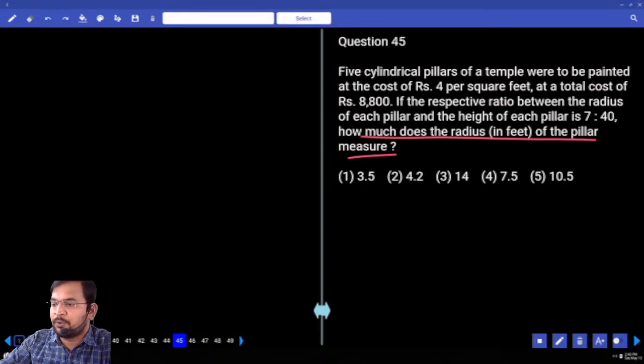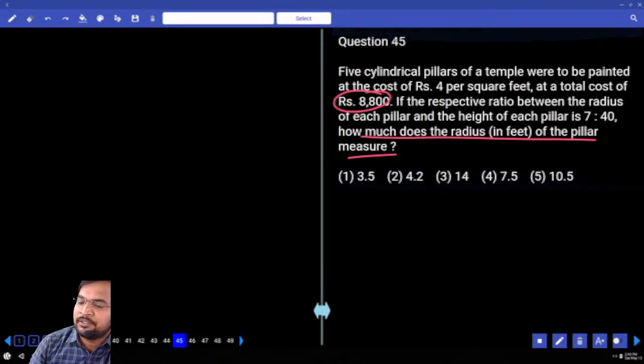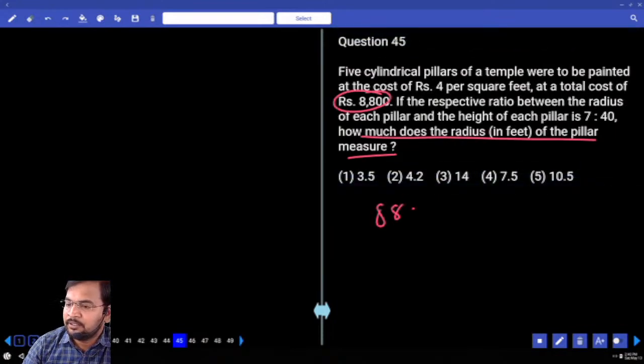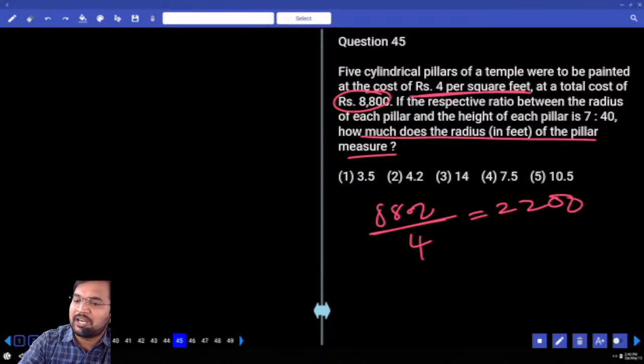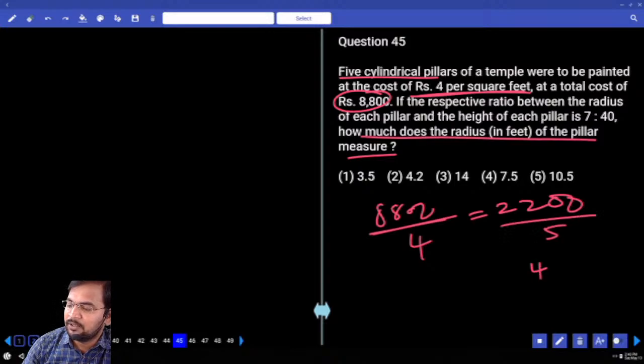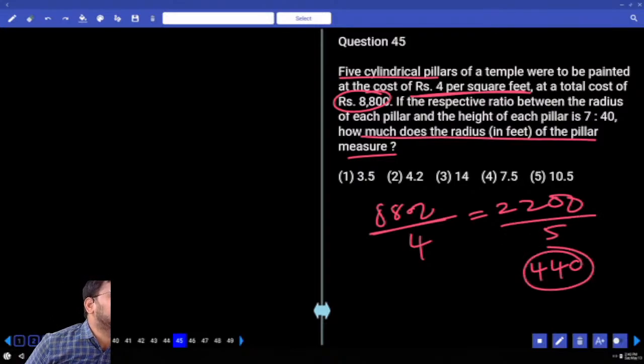First of all, the total cost is 8,800 and the rate per square unit is 4, so we get the total area, 2,200. The total number of cylindrical pillars is 5, so each one is 440. The surface area of 5 cylindrical pillars is 2,200, then one pillar is 440.